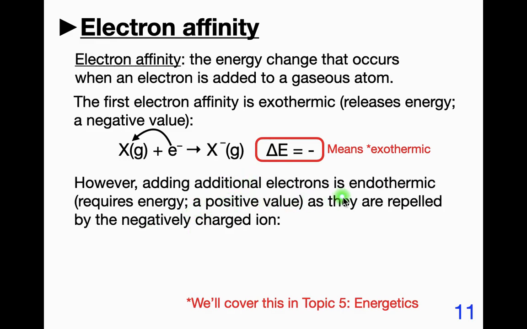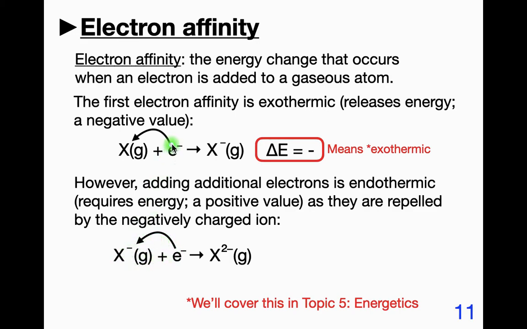However, adding additional electrons is endothermic, requires energy, which is a positive value, as they are repelled by the negatively charged ion. So what we're looking at here is, okay, we've added an electron to this atom, but now it's negatively charged. Well, what if I wanted to add another electron to it? Well, in this case, we would have a negative charged particle being pushed into another negative charged particle, and they repel each other. So it's going to take work to do that.